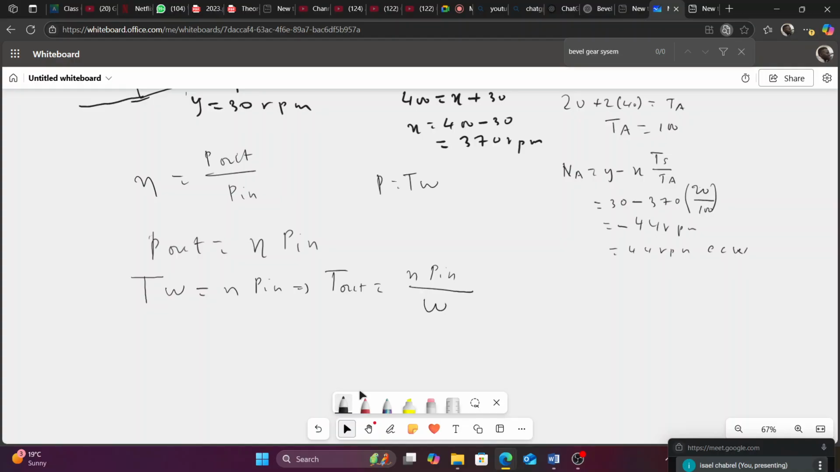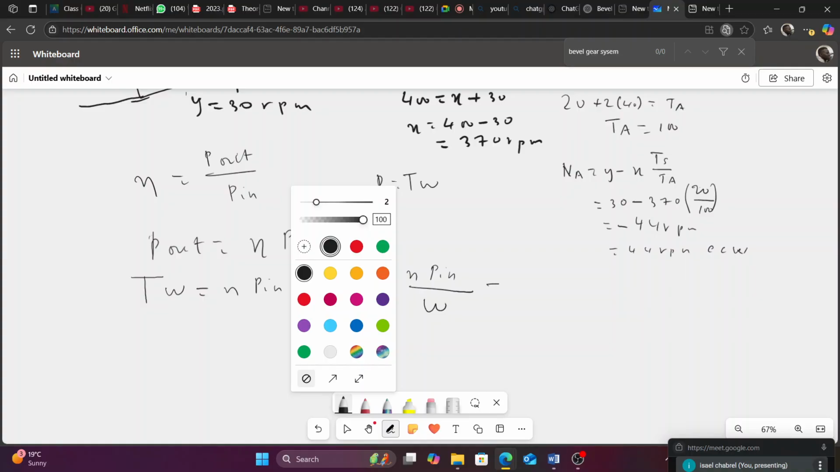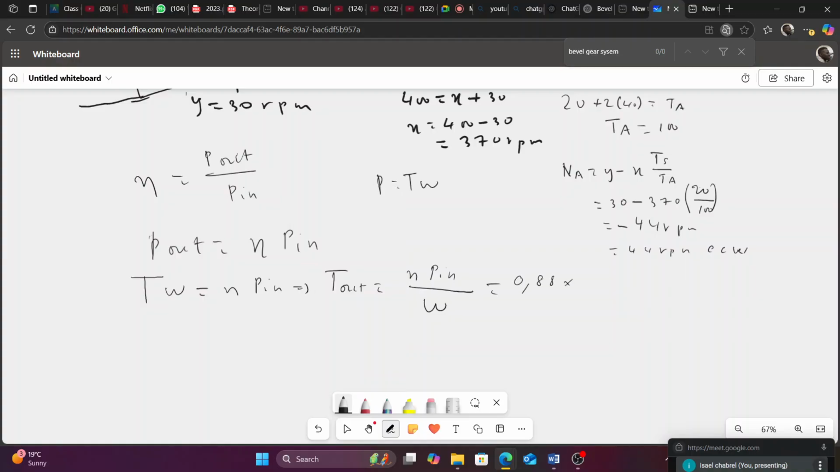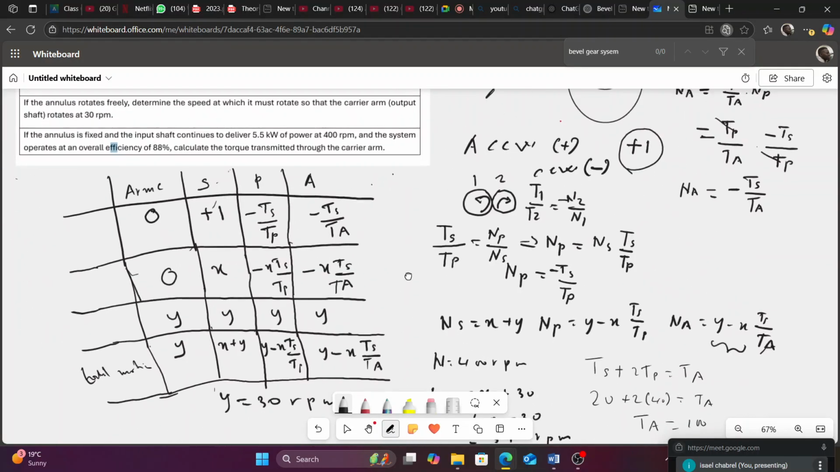If you want to get the torque output here, guys, you have the efficiency, 88%, 0.88 times 5.5 times 10 to the 3. Remember, W can be replaced by N, which is 30 times 2 pi over 60. If you do this, you'll get that torque out. You should get it. So please look at the video that I posted yesterday. It has more explanation on what I just did, on the YouTube channel.